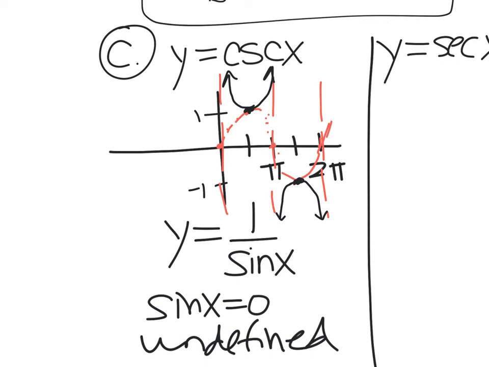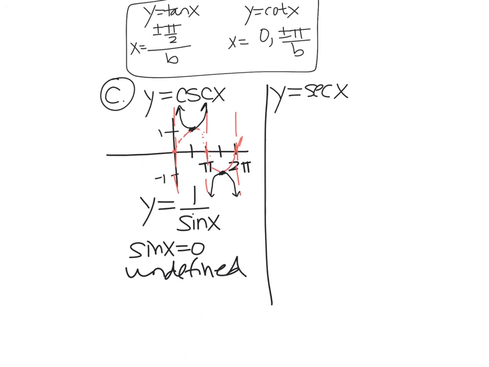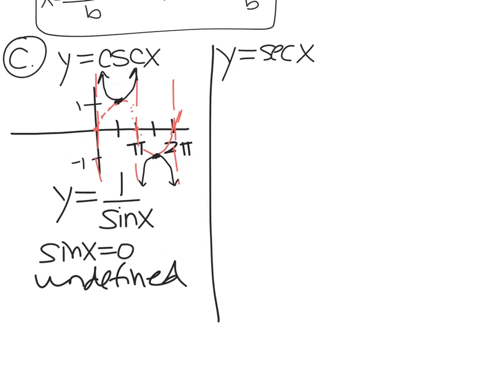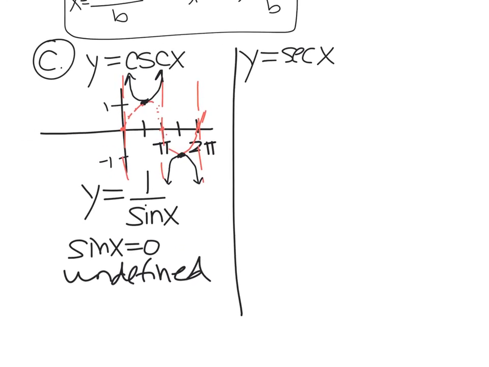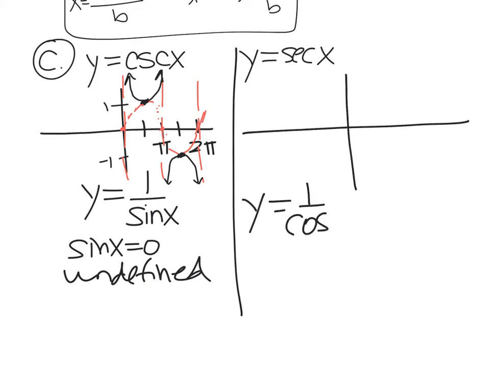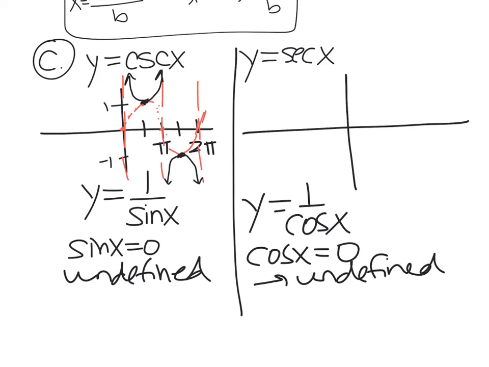See that? It's all those little parabola-looking things. All right, secant's the same thing, but instead of sine, it's cosine. So what you want to do to graph this is, wherever cosine of x is 0, that's where our function is undefined. Okay?